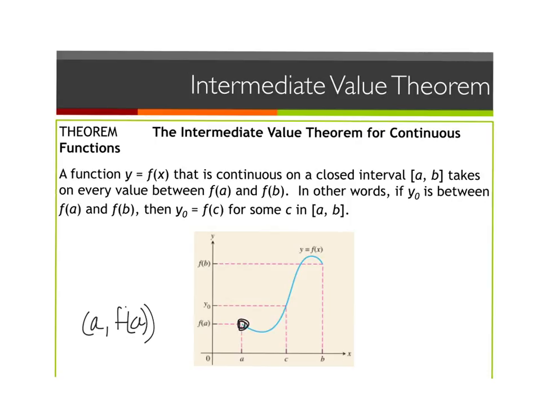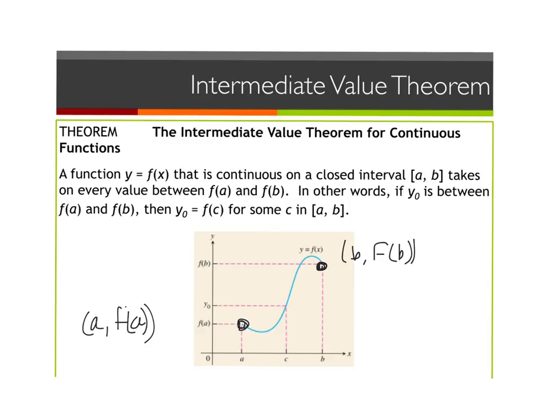All it's saying is that it starts at f of a and it ends at f of b, which obviously it would have to. That coordinate there would be (b, f of b). Then it also must hit every y value between f of a and f of b, which makes sense. So let's do it with some numbers.